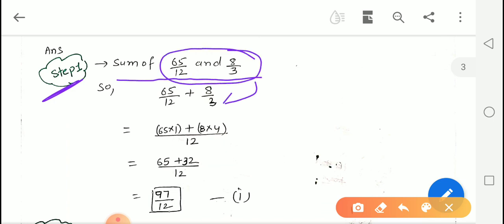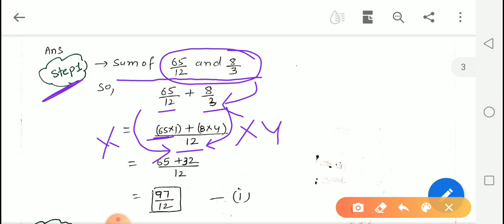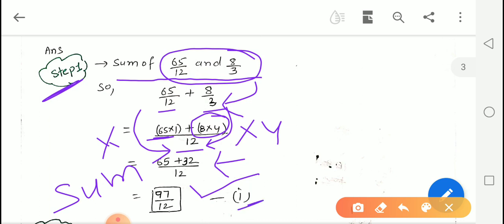Here is the equation form. So the LCM of 12 and 3 is 12. So 12 multiplied by 1, so we will multiply its numerator by 1. And 3 is multiplied by 4, so we will multiply its numerator by 4. After solving this, we will get this step, and this is the answer of the sum. And we will give this sum as one number.